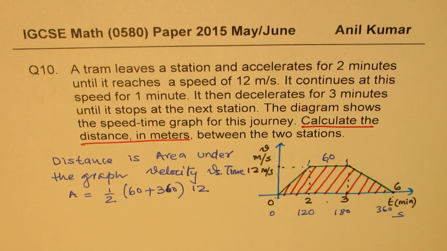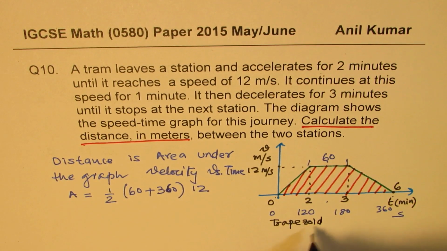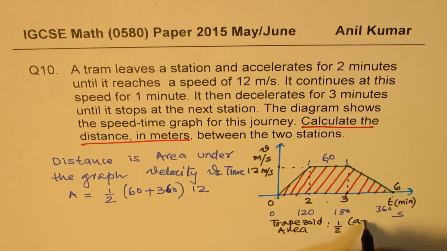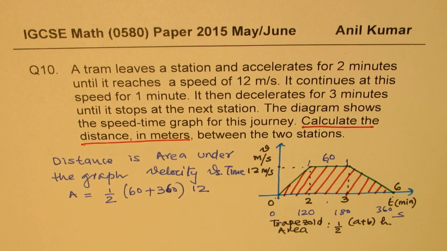So what we have done here, we have used area under trapezoid, right? Which is half A plus B times height, right? So A and B are these 2 sides, which are parallel sides. Height is the distance between them. So that's what you get.